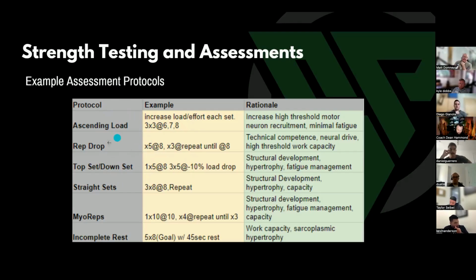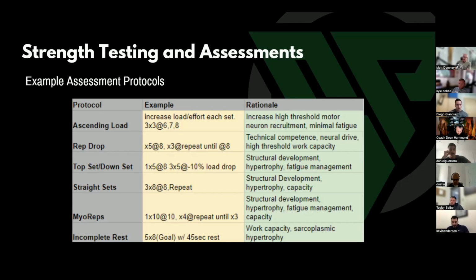So their secondary session might be something here, their primary session might be something here, to give them the ability to really display max output on their primary session and see how they respond to that over time with training. Straight sets, everybody knows what those are, 3x8 at 8. So I'm just going to repeat it for each one. Structural development, hypertrophy, and capacity, depending on the rest time.